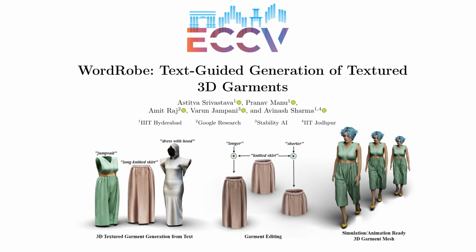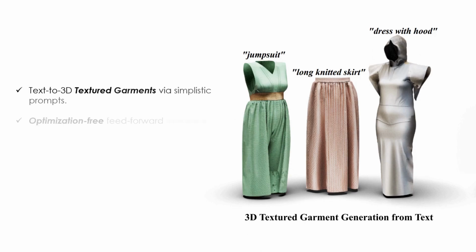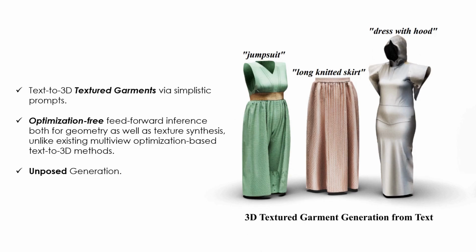We present WordRobe, a novel method for generating 3D garments with textures via text prompts. WordRobe is capable of generating 3D garments with high-quality textures via simplistic text prompts. Unlike existing text to 3D optimization-based methods, WordRobe performs single feed-forward generation, which is optimization-free, drastically reducing the generation time.